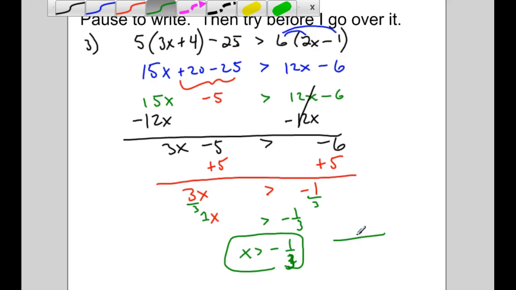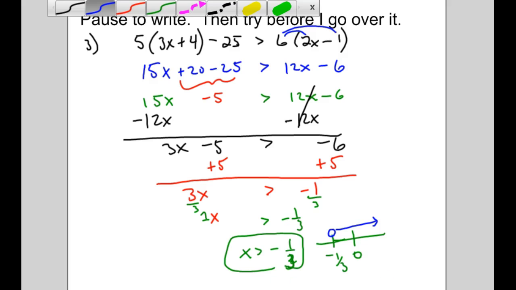And graph that thing. So here's 0. Negative 1/3 is somewhere on this side. It's going to be an open circle. Everything greater than negative 1/3, all the numbers that are bigger than negative 1/3, like 0 or 1 or 5 or 10 or 100 or 1,000,000, are all in this direction.